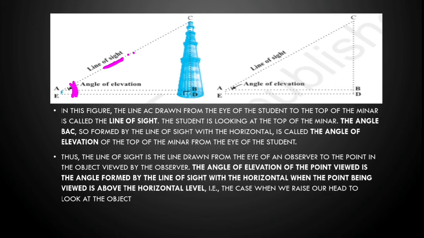The angle of elevation of the point viewed is the angle formed by the line of sight with the horizontal when the point being viewed is above the horizontal level. That means suppose here is the eye of the student, A, and at point C is the top of the Minar. This joining of A and C is the line of sight, and this line AC is creating an angle BAC with the horizontal AB. So this angle BAC is the angle of elevation.